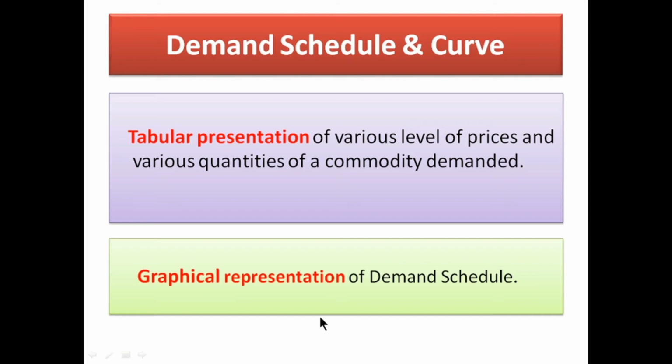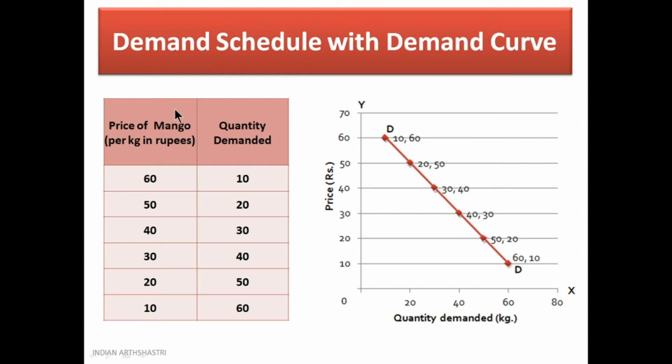Let's understand this demand schedule and curve with the help of an example. See guys, demand schedule has two columns. First column is of price and second column is of quantity demanded. Here I have taken an example of mango. I have shown the price of mango per kg in rupees in the first column and its quantity demanded in the second column. Suppose Mr. A is demanding so many kg of mangoes at various levels of prices. When we present this data in tabular form, it is known as demand schedule.